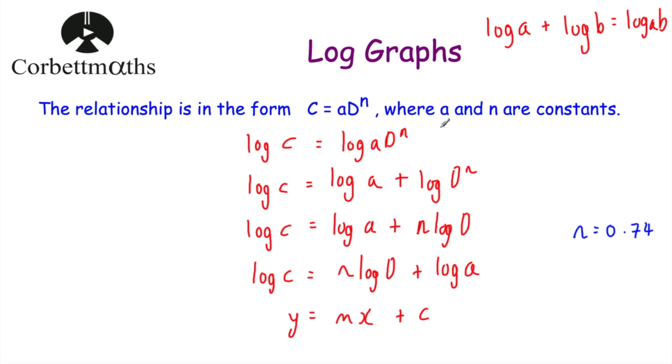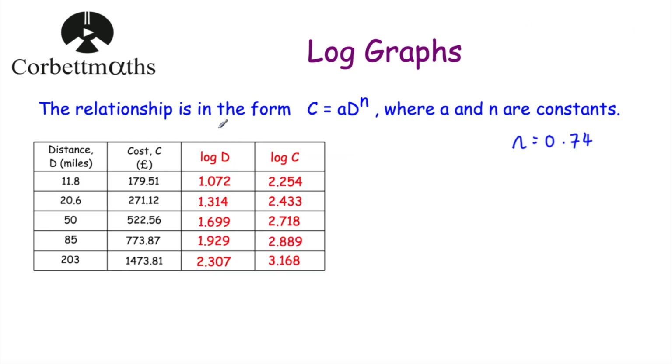So I'm just going to get rid of this part now, so let's just rub this part out a moment. And I've just put a copy of the table here where we've got our values for d and c. We've also got log d and log c, but we just need to focus on the values of c and d. And we've got our value for n.